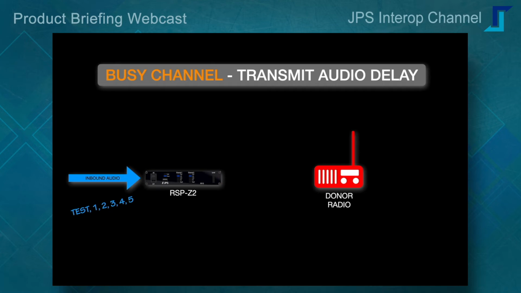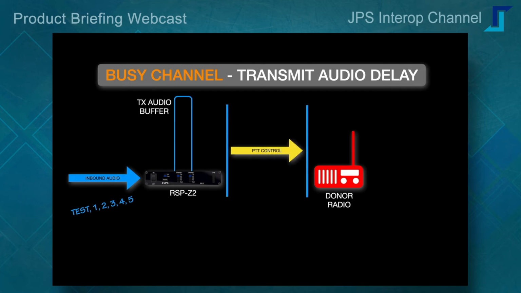We've got an RSP-Z2 on the left, a donor radio on the right. We still have inbound audio coming into the RSP-Z2. And again, we're going to go ahead and key the donor radio, but we're also still going to implement our transmit audio buffer. This radio system is different. It will not provide a proper permit to talk tone.